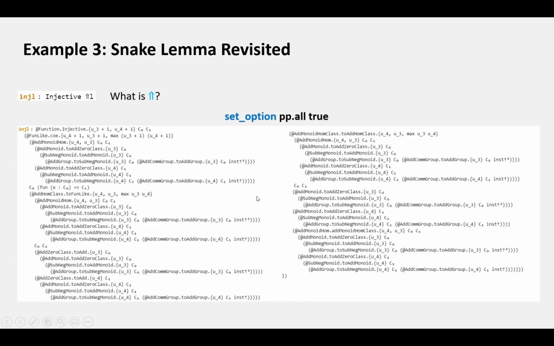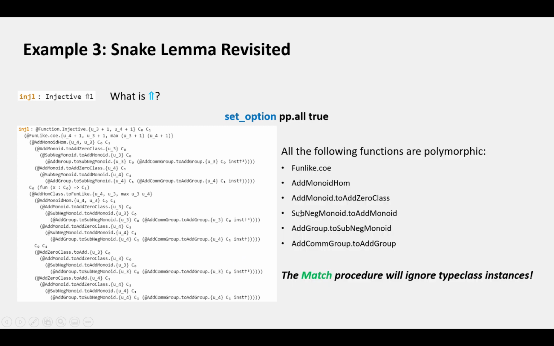And if we use set_option pp.r true, we will see that ing-L is actually this stuff. This causes problems for LingAuto because all the functions, for example, FunLike.coe, AddMonoidHom, and AddMonoid.toAddZeroClass, all these functions are polymorphic, and they will be collected to become constants, and they will enter the matching procedure.